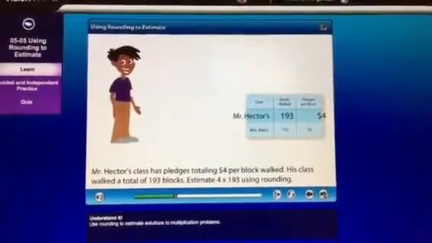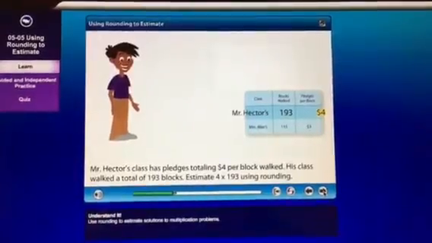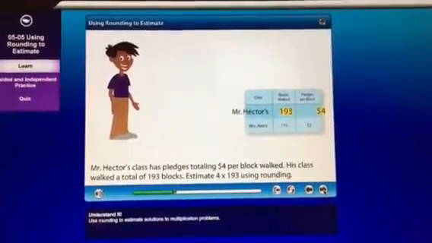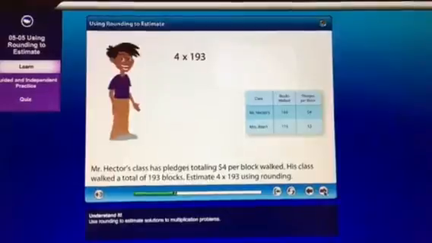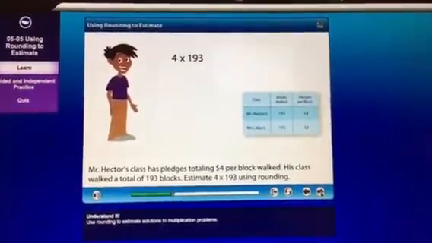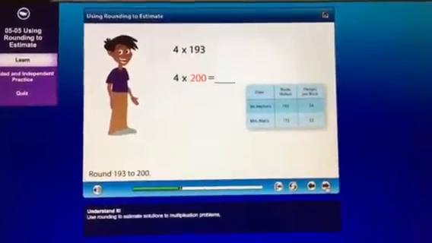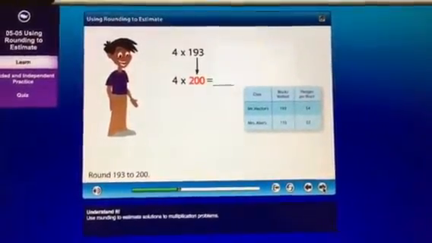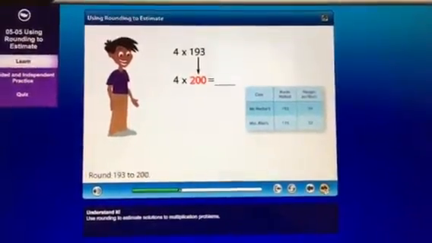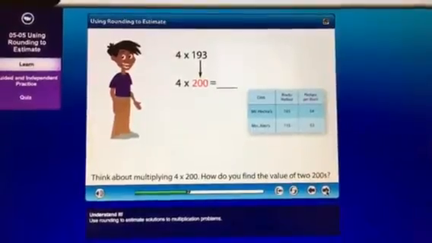Mr. Hector's class has pledges totaling $4 per block walked. His class walked a total of 193 blocks. Estimate 4 times 193 using rounding. Round 193 to 200. Think about multiplying 4 times 200.